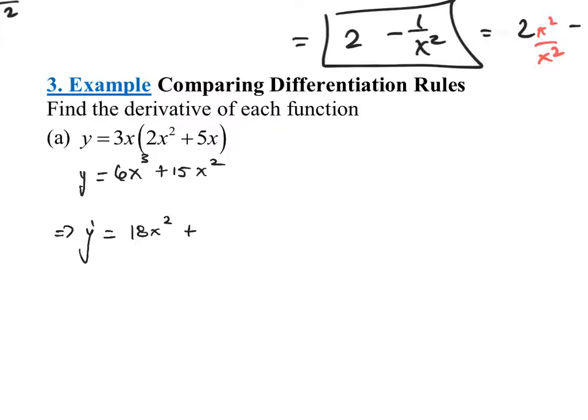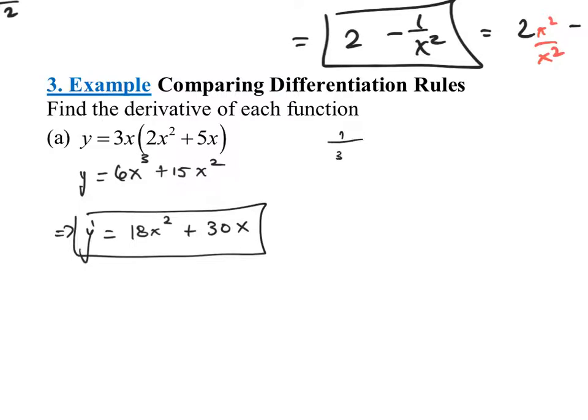15 times the derivative of x squared. The derivative of x squared is 2x, so that would give us 30x. There's my derivative right there if I just multiplied it out. Well, what would it have been if I had used the product rule?